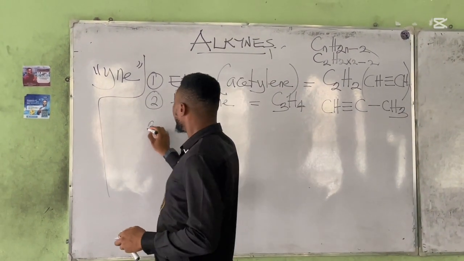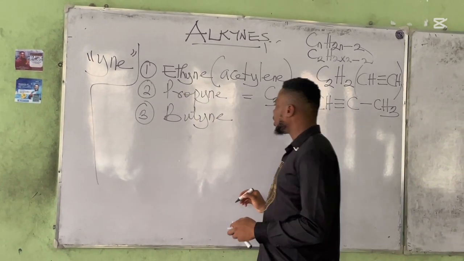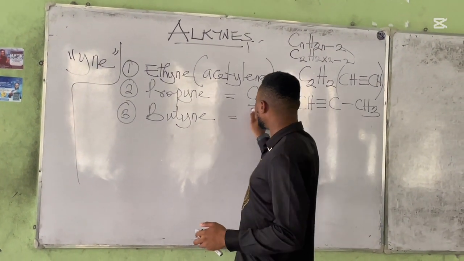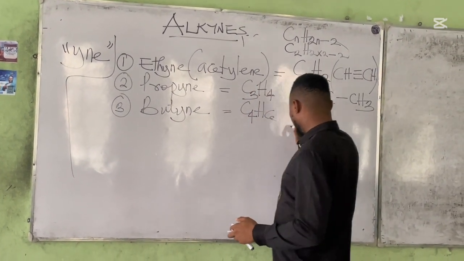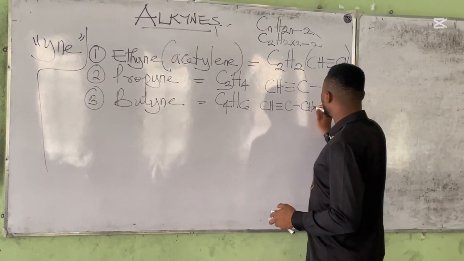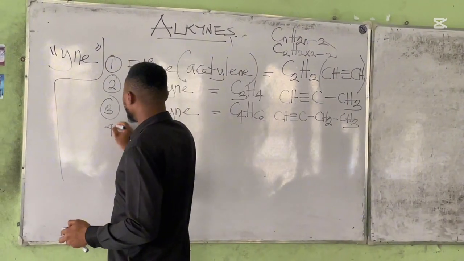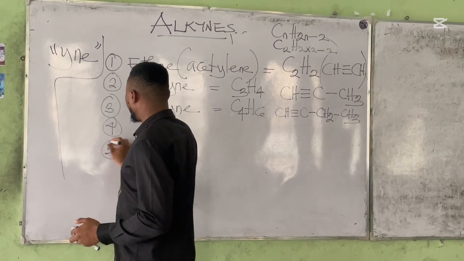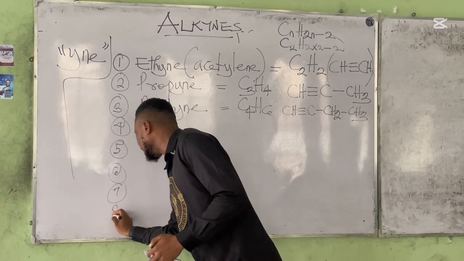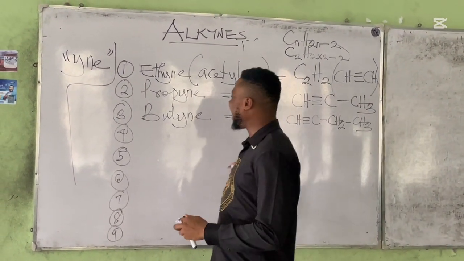Now, number 3, we have butane. Whenever you hear "but", it's not shoe boots. It is 4 carbons. So this is C4H6. This will be CH, triple bond, C, single bond, CH2, then CH3. The list is actually long, but like I said, we'll be looking at the first few. Let's look at the first 7 members, and we can look at the first 9 members at home. Okay. Now, butane is this.